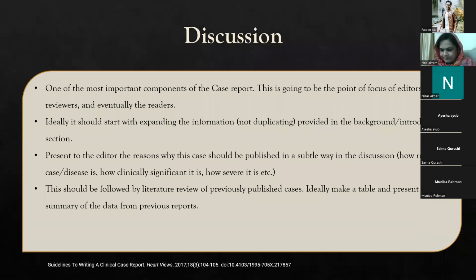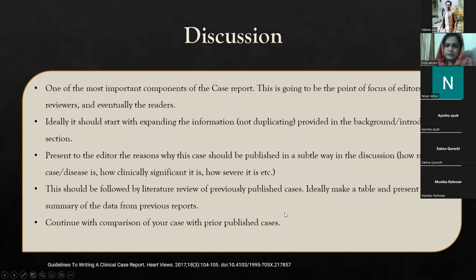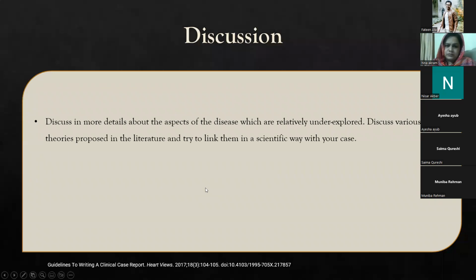And it's always advisable to present in tables and figures if you have a summary of the patients from the previously published reports. Then you can continue with comparison of your case with prior published cases. What were the differences? What were the similarities? And then you discuss in more detail the aspects of the disease which are relatively underexplored, discuss various theories proposed in the literature, and try to link them in a scientific way with your case.